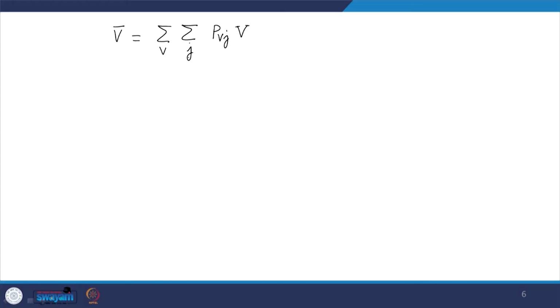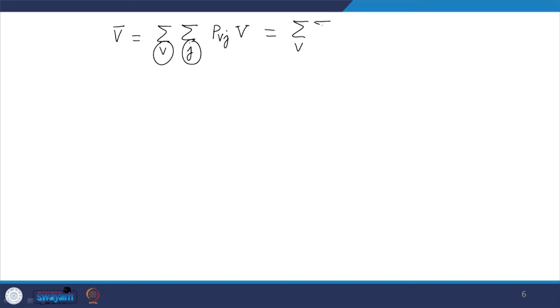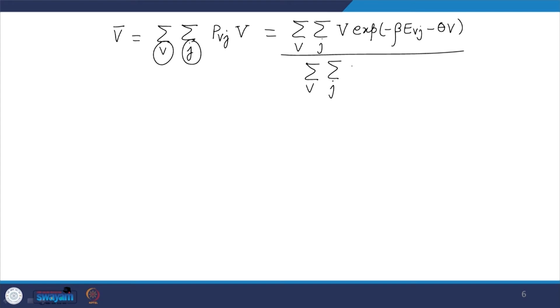So, keep in mind that I am summing over all the energy levels and all the volumes. That is the mean value or average value of energy we obtain, that is equal to summation of V, summation of J, E_VJ minus theta V multiplied by exponential of minus beta (E_VJ minus theta V), divided by summation of V, summation of J, exponential of minus beta (E_VJ minus theta V). Now, this should come from the derivative of the ln of the partition function. That is what we have seen in the earlier case as well.